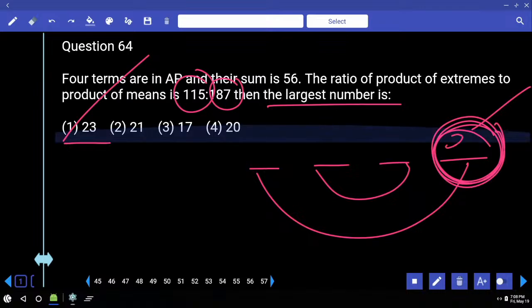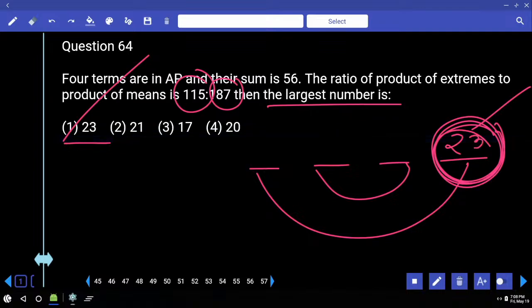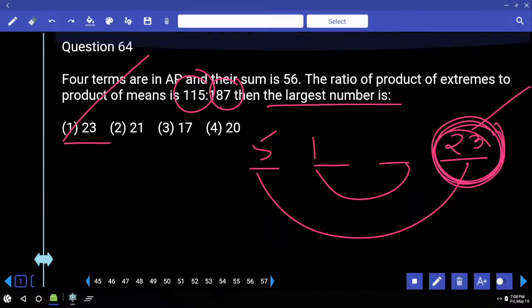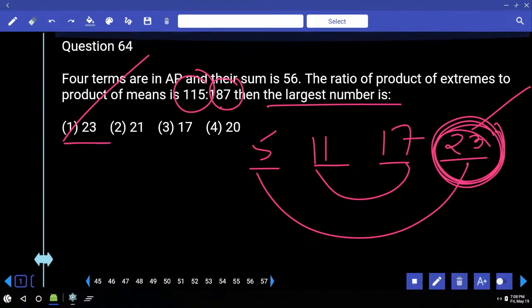For example, if it is 23, this must be 5, isn't it? 23, 5 is 115. Then for giving 187, 187 lo multiples ఏమన్నా అండి? 187, 11 17s, 11 17. If you observe the numbers, all will be in arithmetic progression. Okay.